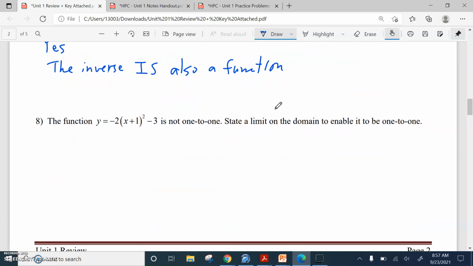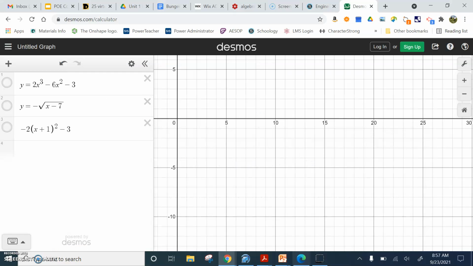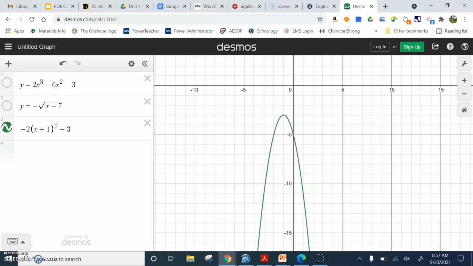Question 8 then, they come out and tell you the function given is not one-to-one. So it's asking instead for you to state a limit on the domain to enable it. So what that's asking us is very simple. Here's our graph. Clearly, this does not pass the horizontal line test. If we were to restrict this domain so that we only looked at the left half of this parabola, now we pass the horizontal line test. Same thing if we were to just look at the right half of the parabola. And we do that by restricting the domain.